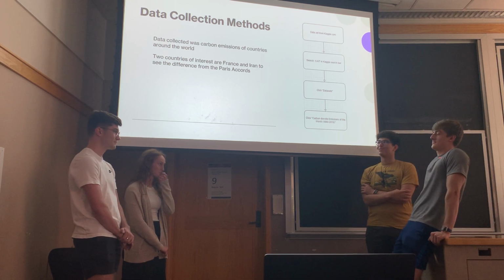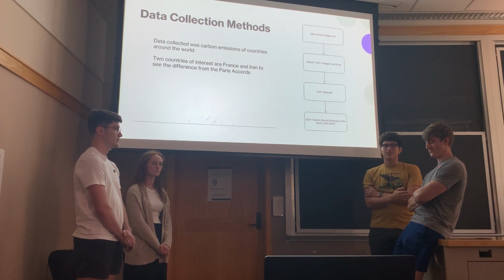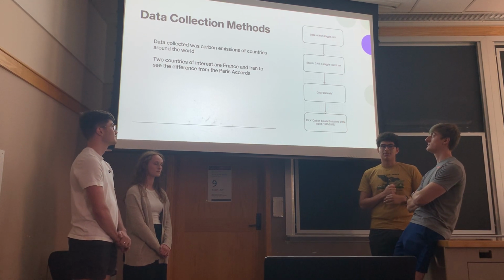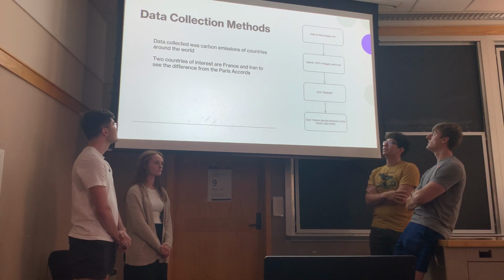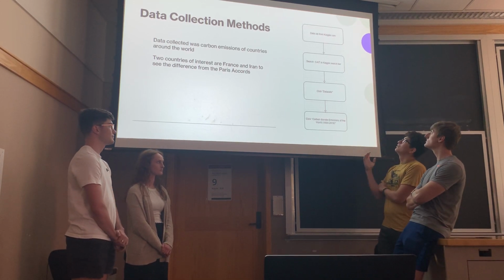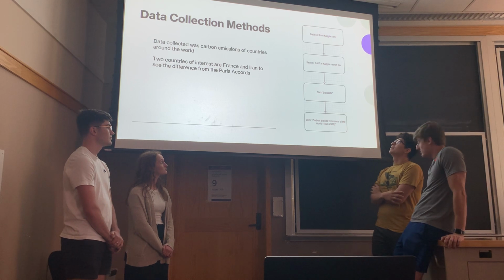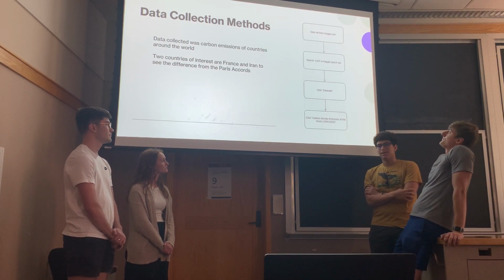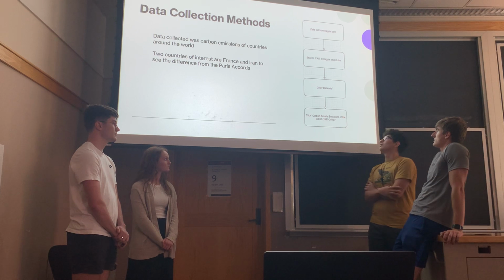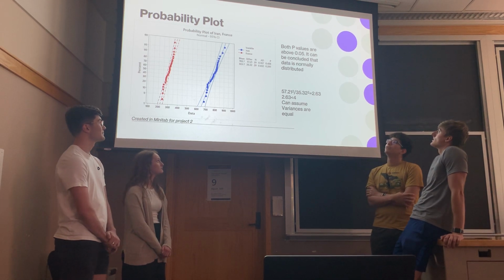So moving on to data collection methods, as Joe mentioned, we decided to have 1 country that was in the Paris Accords, which just so happened to be France, and 1 country that was not in the Paris Accords, which was Iran. And also the data that we collected is the carbon emissions of countries around the world. As you can see, based on the flow chart here on the screen, you go to the data set in Kaggle, and then you search up CAIT in the Kaggle search bar, go into data sets, and the first result should be carbon dioxide emissions from the world, 1990 to 2018.